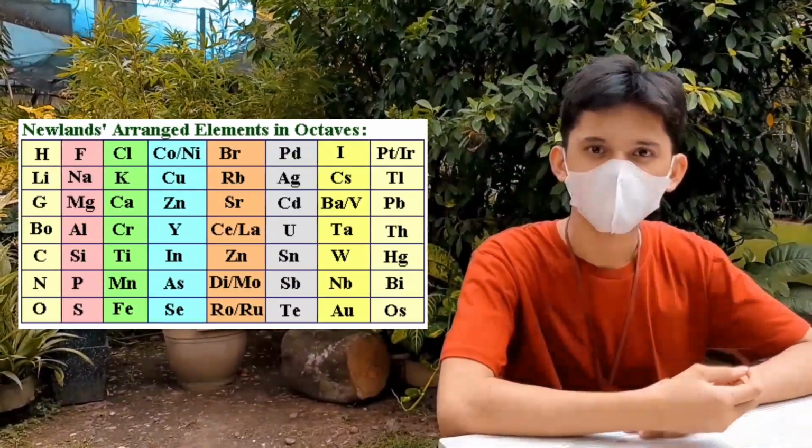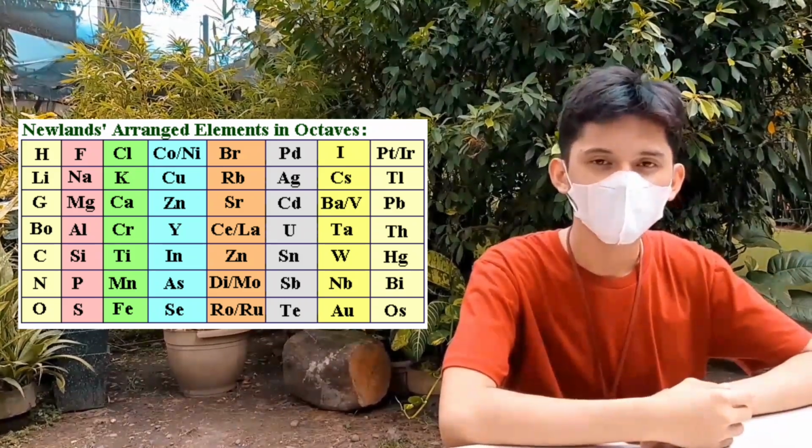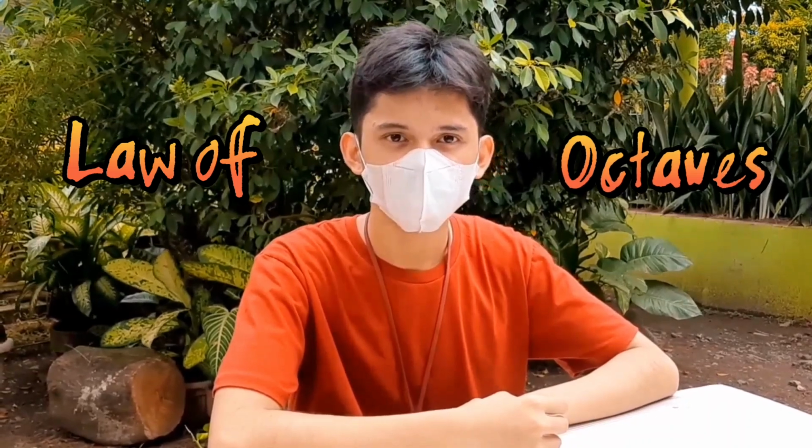After arranging the 62 known elements in order of increasing atomic weights, English chemist John Newlands noticed that after an interval of 8 elements, similar physical and chemical properties reappeared. In 1863, he published a paper proposing the law of octaves. An element behaves similarly to the 8th element after it in the table.